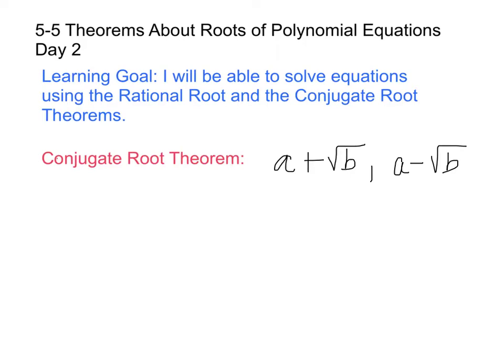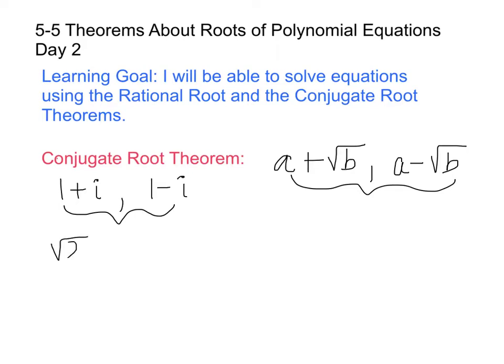Okay, so another example is if you have 1 plus i as a root, then 1 minus i is also a root. So they always come in pairs. Okay? Or if you have square root of 2, then negative square root of 2 is also a root. So just remember that it's always plus and minus. Okay?